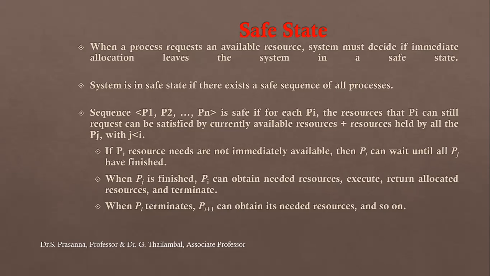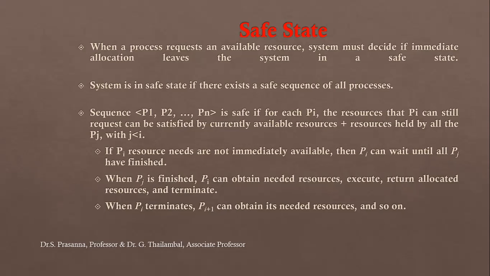That is, it will be in a safe state only when P1's resource needs, whatever it asks and also whatever it holds, are satisfied for P1 to complete execution. Then after it completes its execution, it will release all the resources which it has, which can be used by other processes, the next process for its execution. If this is not possible, then Pi should wait until all the Pj have finished. So P1 needs to wait until all the Pn get finished.